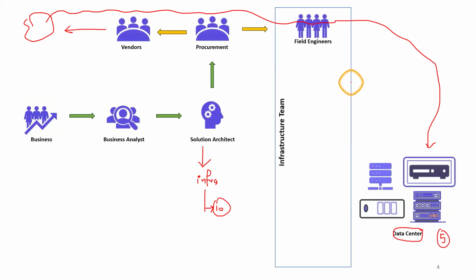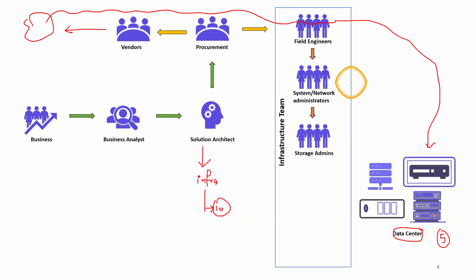Okay, so now the field engineers will prepare the rack and stack. Then the system admins will come into the picture and they will do the initial configuration of the system. And the network admins will make sure all of these systems are available over the network. And the storage admins will assign the storage to these systems. And backup admins will configure the backups as per the standards. Once the entire infrastructure is readily available as per the standards mentioned in the infrastructure diagram, it will be handed over to the application team.